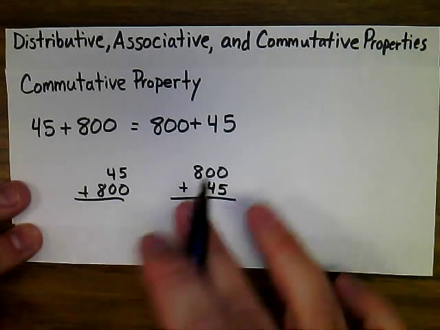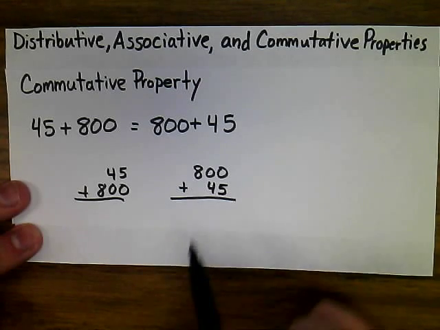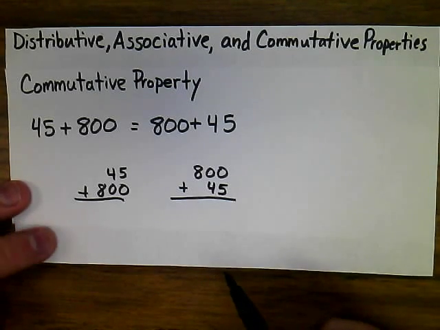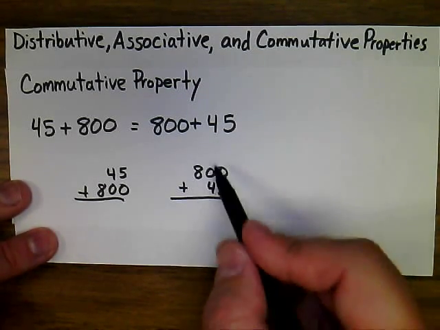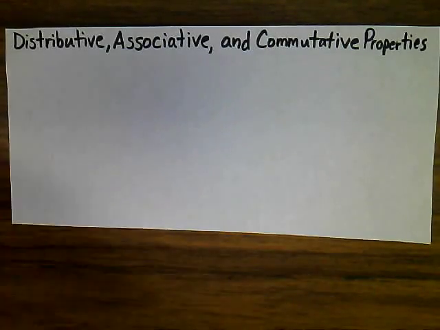And so it's very clear that the commutative property allows you to calculate your sums easier, either in your head or when you write out the algorithm.